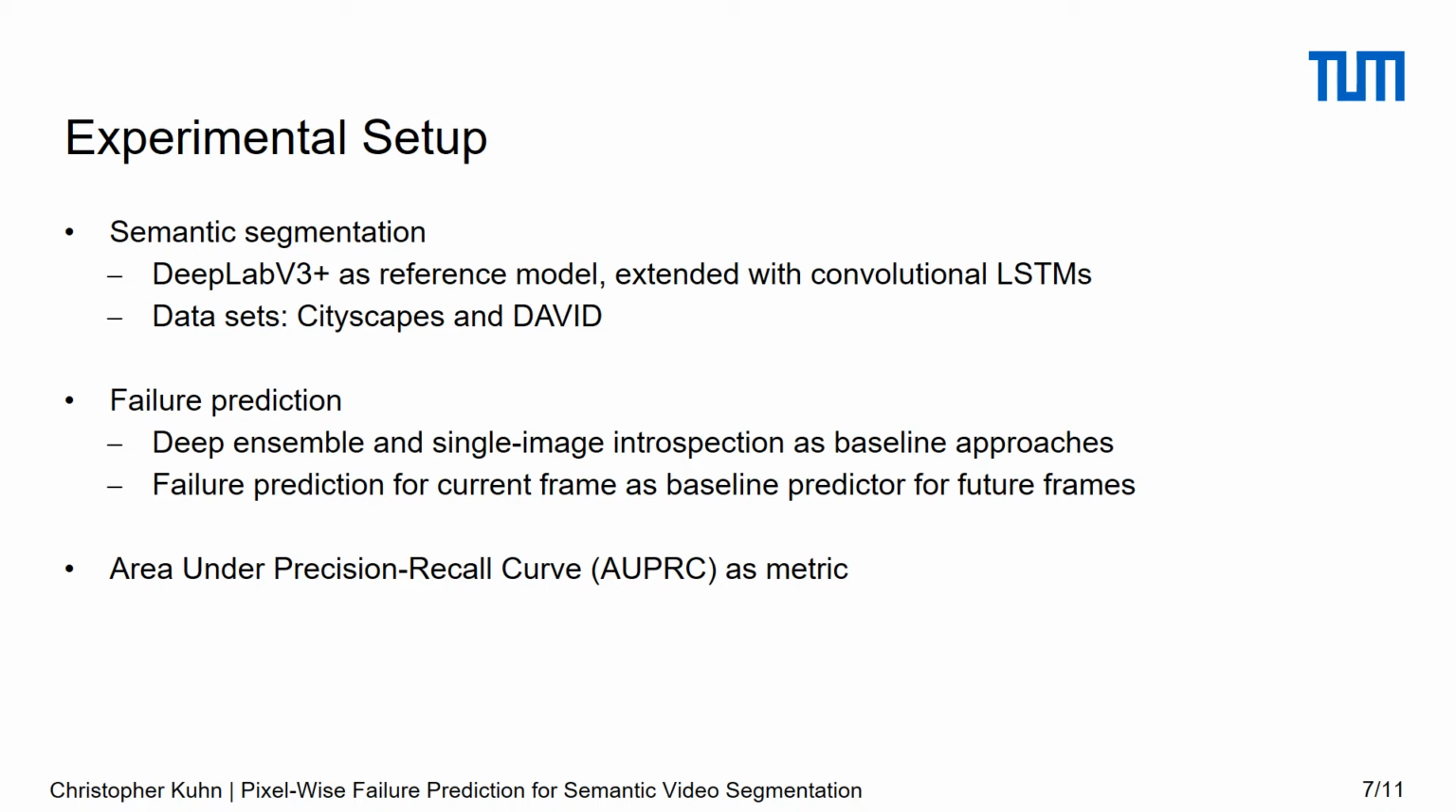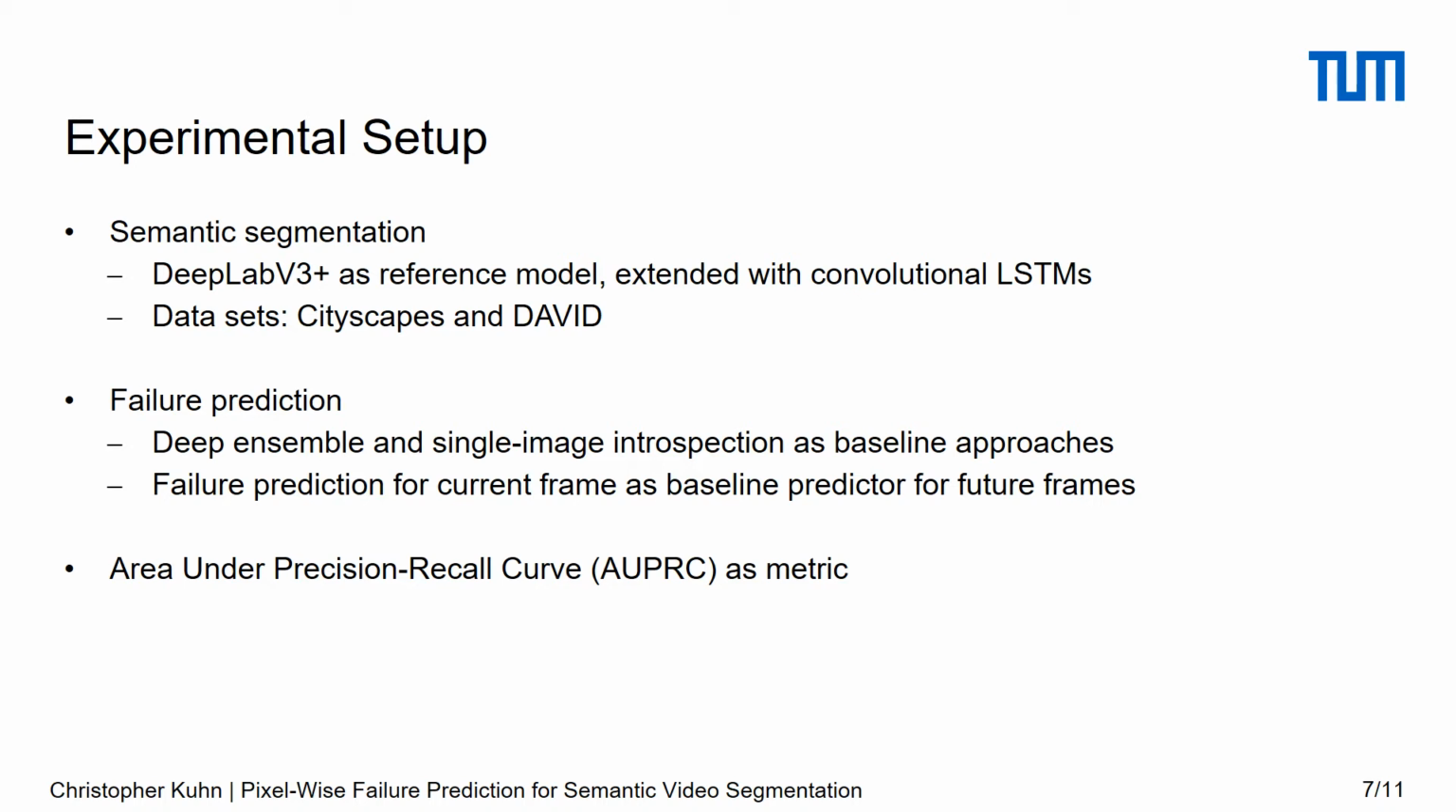For the failure prediction, we use two state-of-the-art baseline approaches: Deep Ensemble as the best performing uncertainty estimation method, and single image introspection, which has shown state-of-the-art performance for this task before. Then for the future frame failure prediction, we simply use the current frame prediction as a simple baseline predictor. This allows to investigate whether the future prediction offers any benefits, or whether we could simply reuse the current frame prediction as a rough baseline prediction.